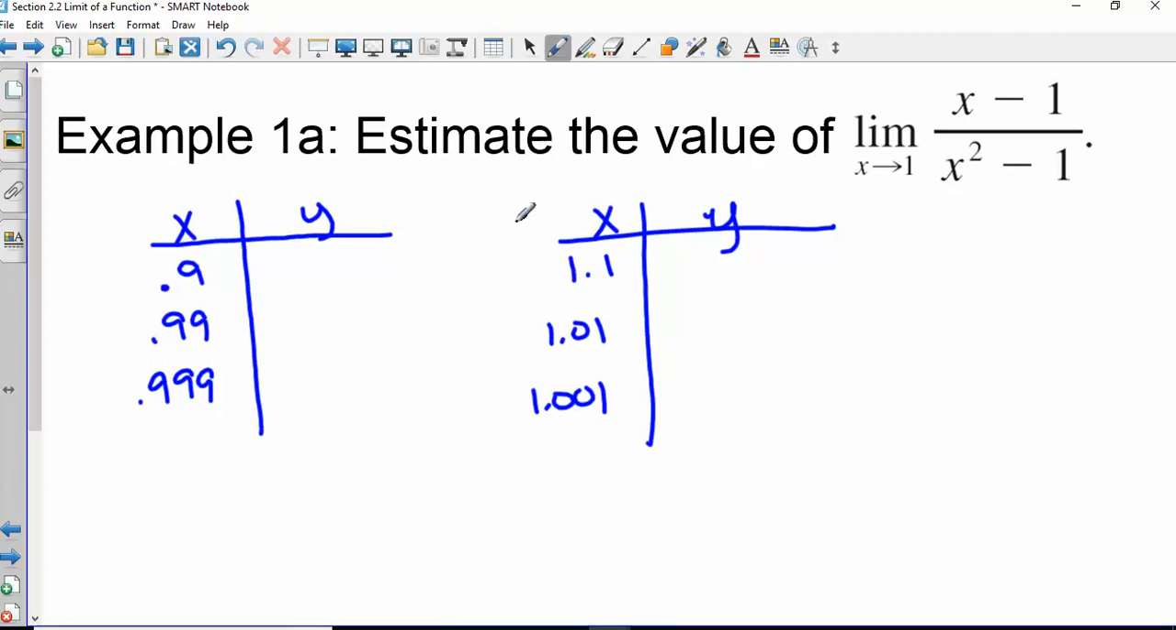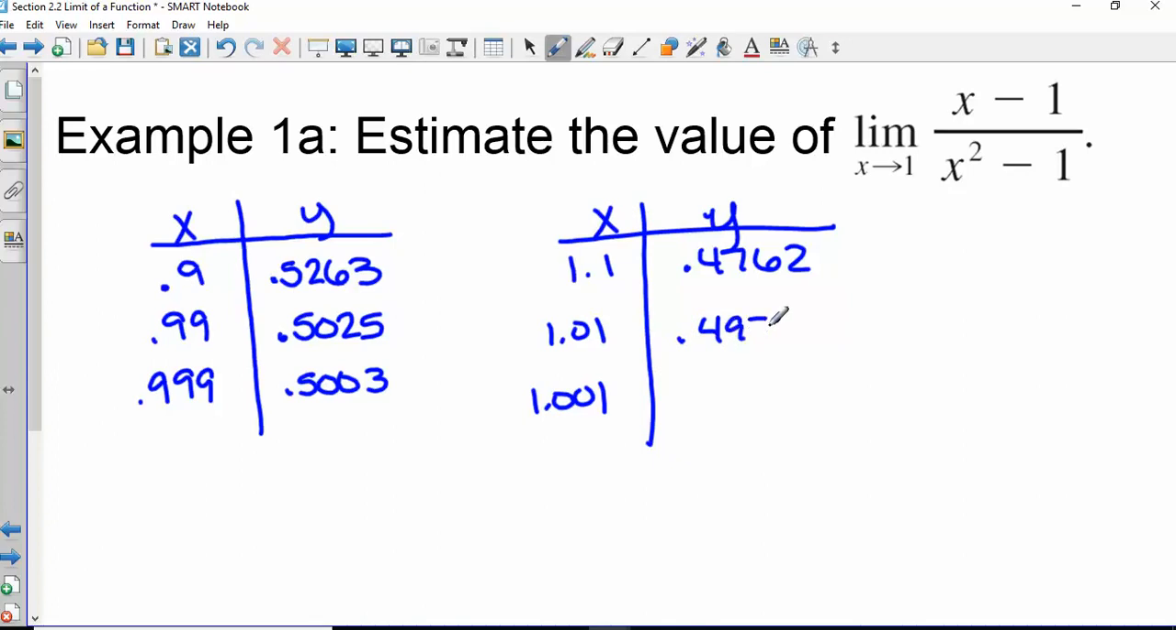Let's do like 4 decimals. Logan, what'd you get? 0.5263. Corbin? 0.5025. Bell? 0.5. Bell? 0.4762. Ben? 0.4975.